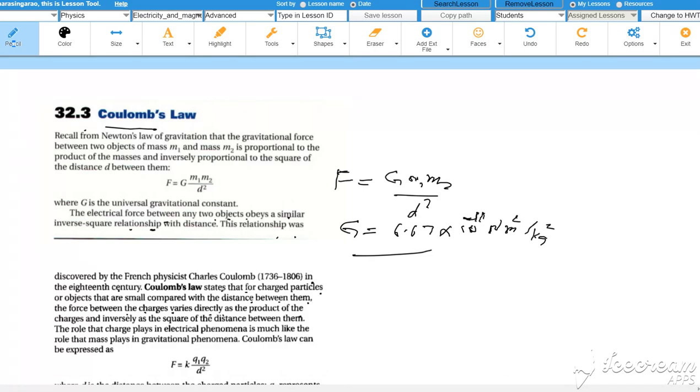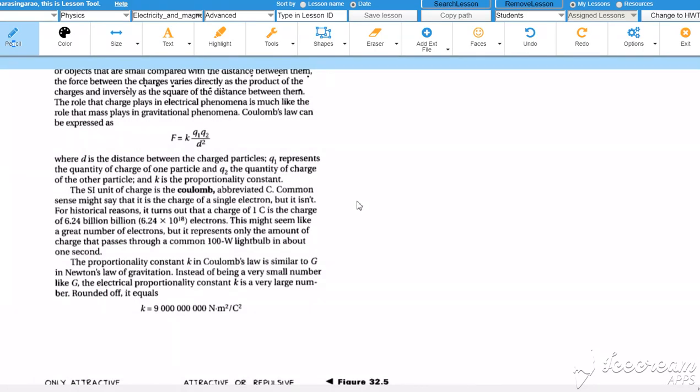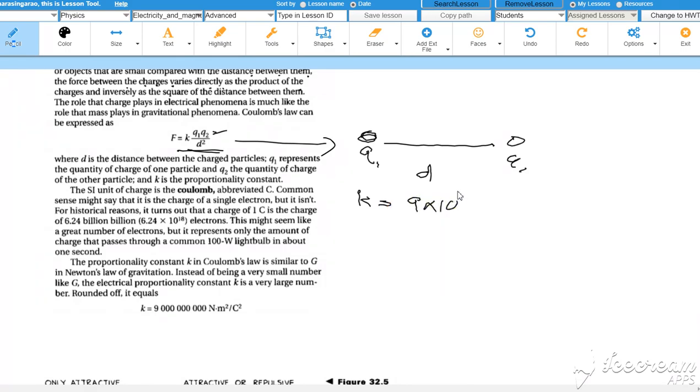So in the case of gravitation, you have mass. In the case of electric force, it is the charges. If there are two charges, Q1 and Q2, with separation d, then it obeys this law, where K is a constant, usually given as 9 times 10 raised to 9. It is also 1 over 4 pi epsilon naught. See, this value of K is given here.